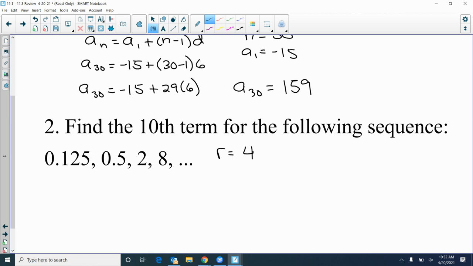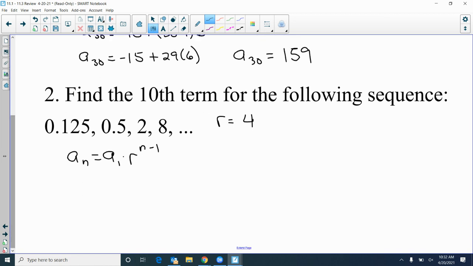So it is 4. We're going to use the formula for geometric sequence, a sub 1 times r to the n minus 1. So we're going to keep multiplying by 4. N is 10 because I want the 10th term. And so it's going to be a sub 10 equals the first term, which is 0.125, times 4 to the 10 minus 1. All right, type that in, see what you get.